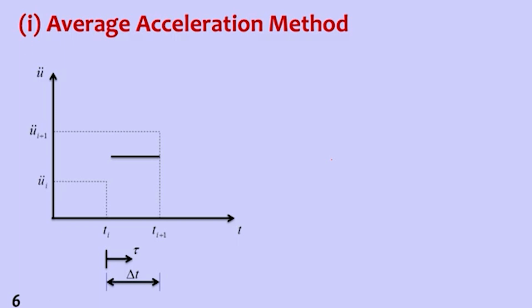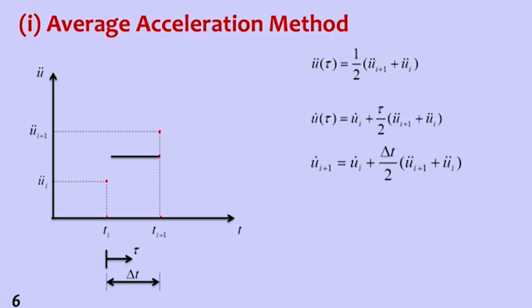Now, let us discuss the average acceleration method. What is average acceleration? At t equal to t i, this is the acceleration value, that is u double dot i. At t equal to t i plus 1, u double dot i plus 1 is here and u double dot i is here. The average acceleration means that at any time instant between t i and t i plus 1, u double dot tau is equal to half of the acceleration at the i plus 1th time instant plus the acceleration at the ith time instant, as you can see here.